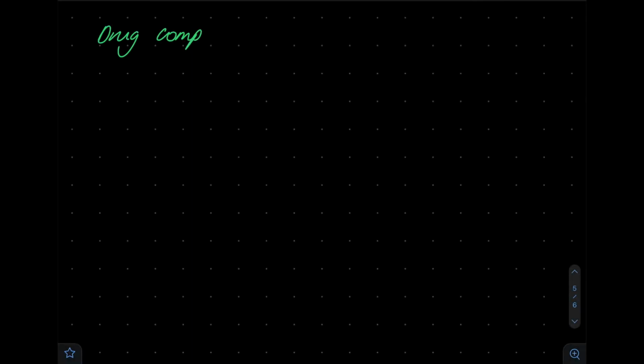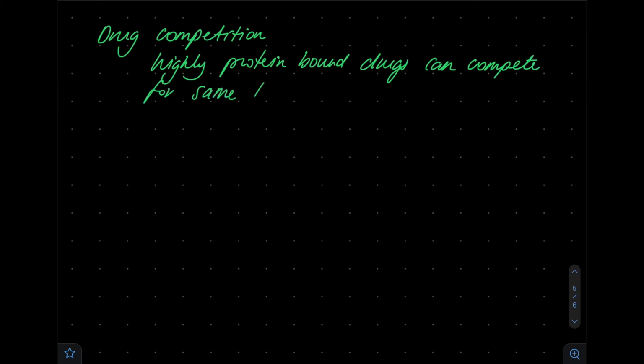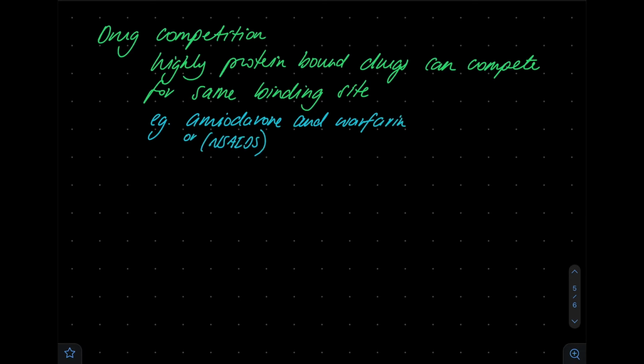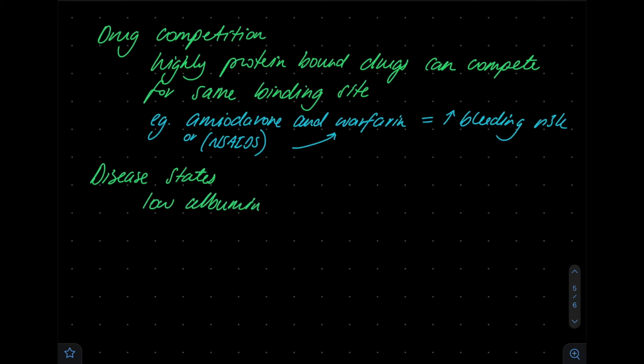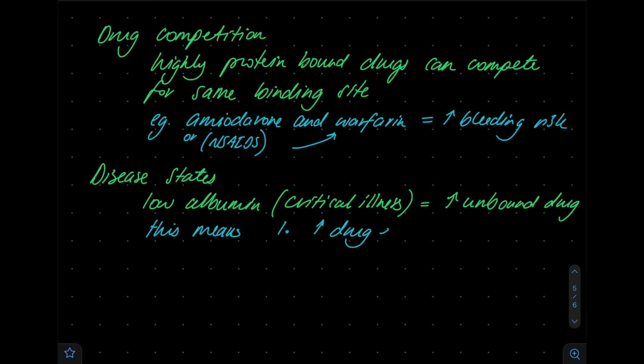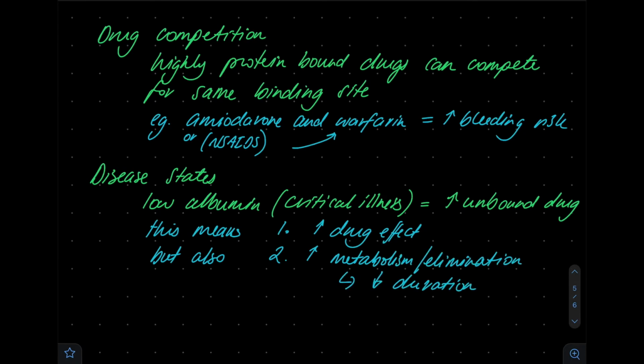Next, we'll recap drug competition, which we've already talked about. Essentially, highly protein-bound drugs can compete for the same binding site, and this can cause adverse effects. And the example we used was amiodarone and warfarin. For disease states, we've already talked about how low albumin, such as during critical illness, can cause increased unbound drug. But we'll go further to explain that this can cause 1. An increased drug effect because there is now more free drug, but also 2. Increased metabolism and elimination of the drug, which will shorten drug duration of action.